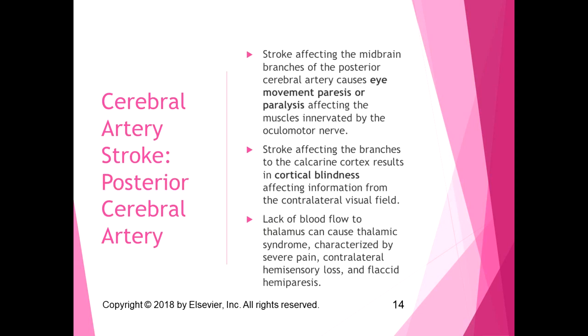The posterior cerebral artery can cause eye movement paresis or paralysis, and it affects the muscles innervated by the oculomotor nerve. Strokes affecting the branch that gives blood supply to the occipital lobe near the visual cortex cause cortical blindness. So posterior cerebral artery, think cortical blindness, because the occiput is in the posterior part of the brain.